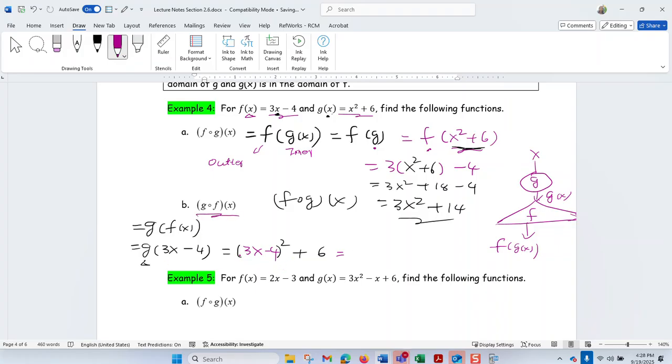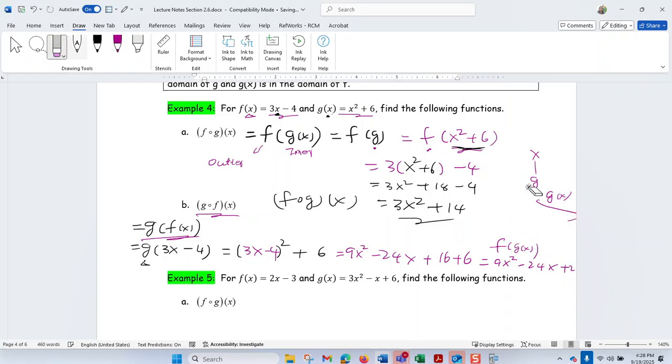And for this perfect square, you can do the FOIL, or you can use the perfect square formula. So the first term squared will be 9x squared, minus 2 times the first and second term. So 2 times 3 is 6, 6 times 4 is 24, okay? Plus 4 squared, which is 16, plus 6. So this will be 9x squared minus 24x plus 22. So that will be g composite f, okay? So that is one way to do it.